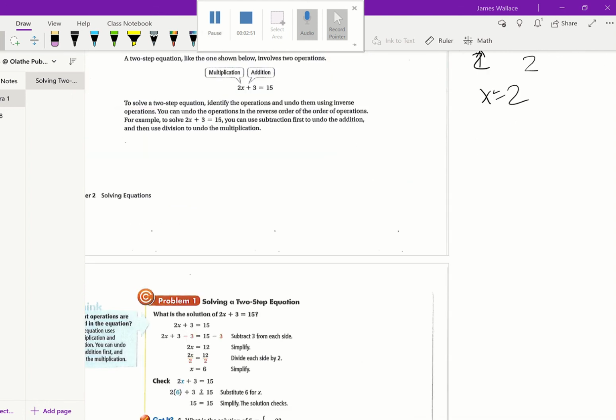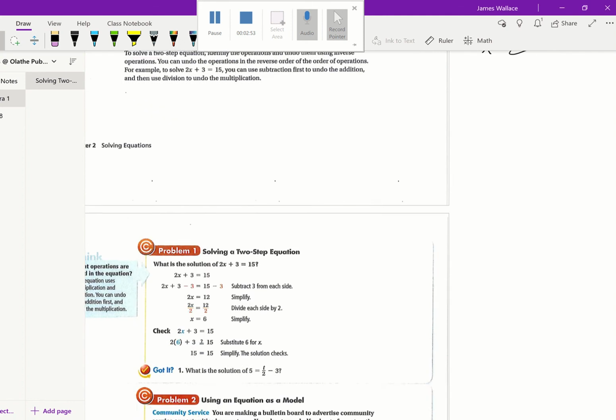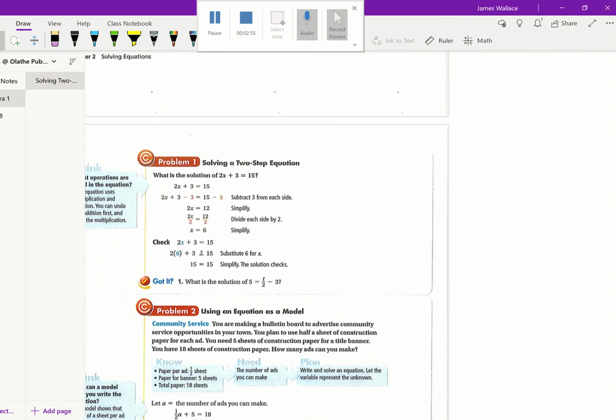So let's go ahead and do this example that they've got here for us. We can scroll down and they do it for us. We have 2x plus 3 equals 15. I'll go ahead and work it out here as well, but if you want to look at this example, that's totally fine with me. I'm just going to work it out in a way that I think is easier. If you prefer the way they do it, that's fine. The steps are going to be the same. It's just how they write things out.